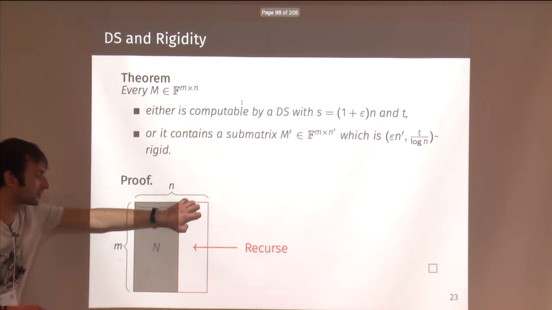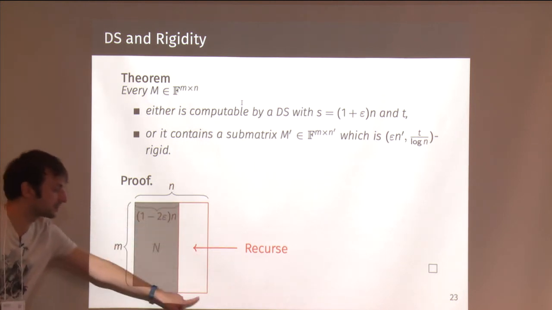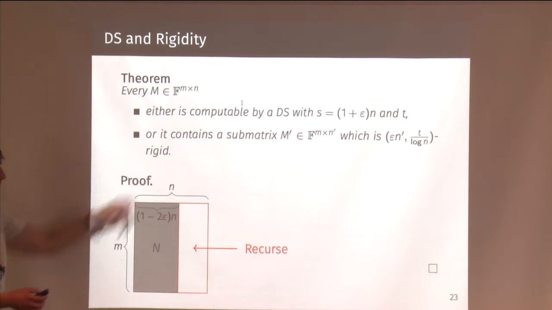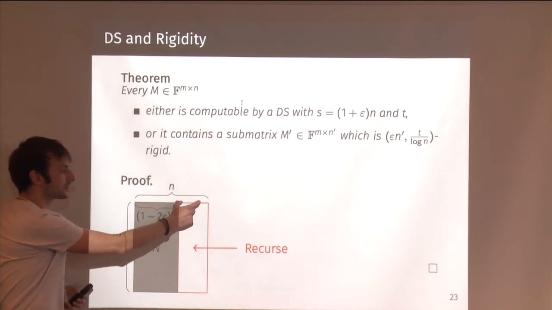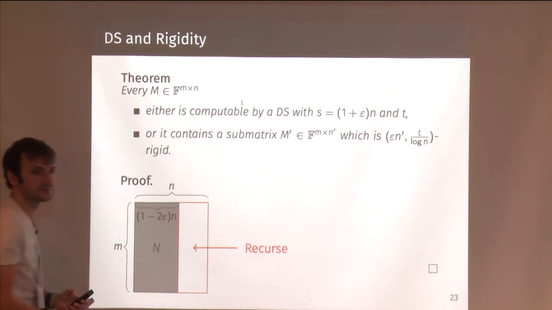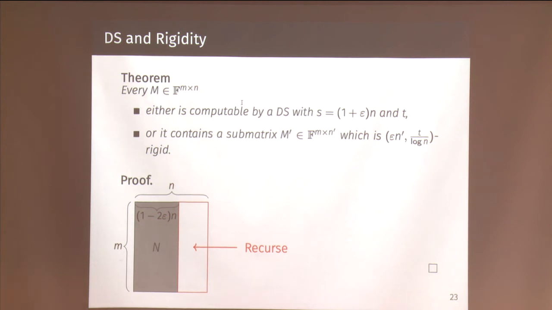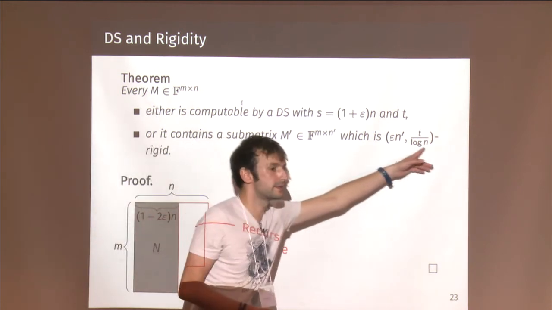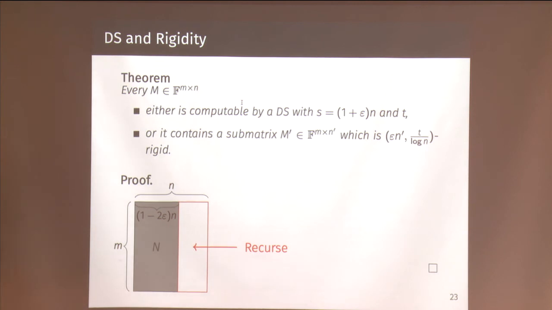Now I just recurse here. Either this submatrix is rigid, which is good, I'm done, or I will find another efficient data structure for another 99% of this problem. And I'll keep going for some log n steps. That's why I'm losing some log n here in the parameters. I keep going until I have such a tiny data structure problem that I can just solve it by a trivial data structure. So either at some point I'll find a rigid submatrix, which is good, I'm done, or in the end, I combine these data structures together to get a data structure for the original problem.